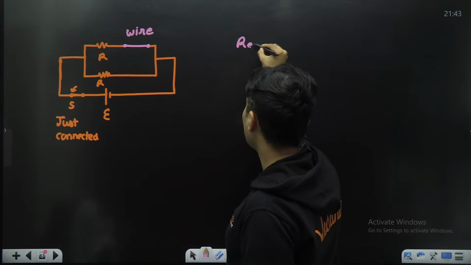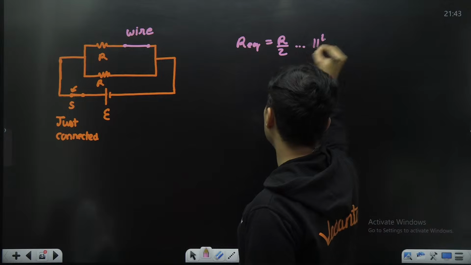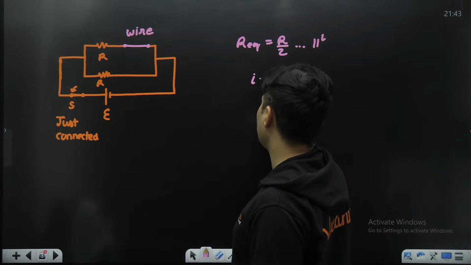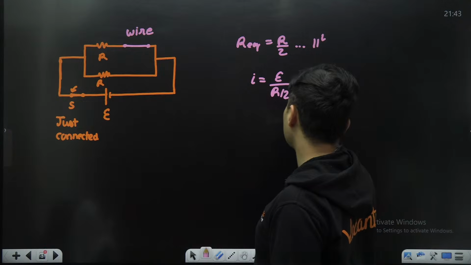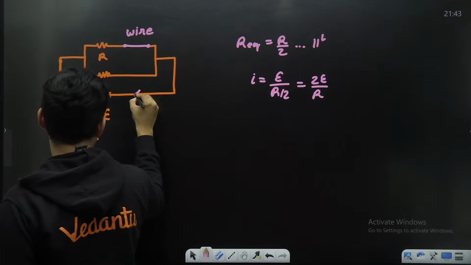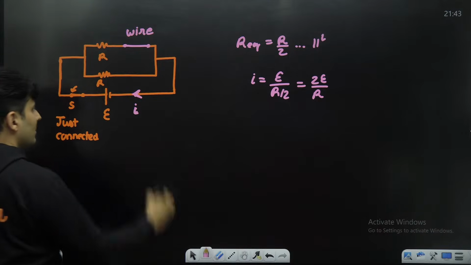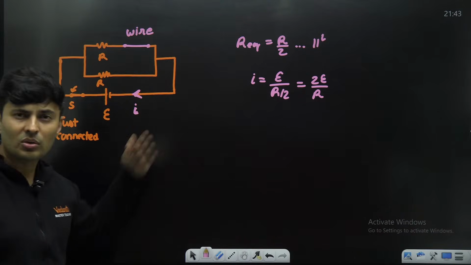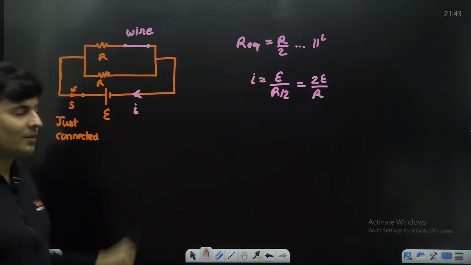So R equivalent will be R by 2 since they are in parallel. So now we can find out the current in the circuit. It will be E divided by R by 2, which is 2E divided by R. So that will be the current which will be flowing in that circuit. Very straightforward. Understood how to solve it? When it is just connected in the circuit, this is the current that will flow.